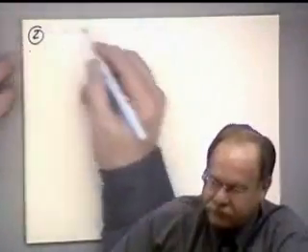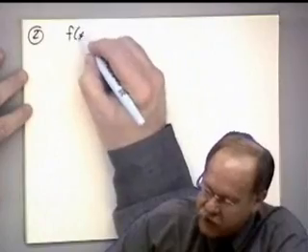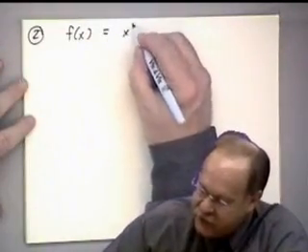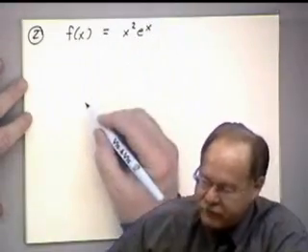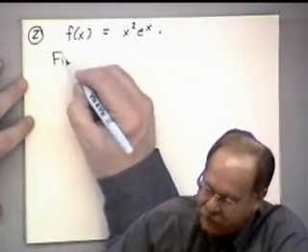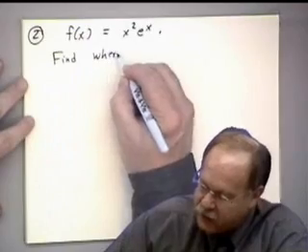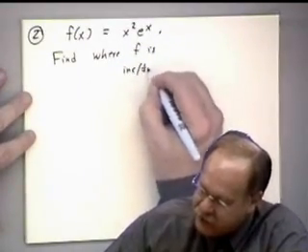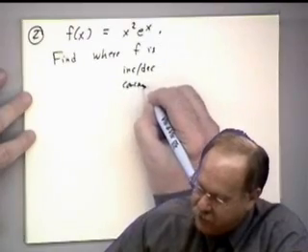Let's look at a second one. Suppose our function now, we'll do one with the exponential in it. F of x equals x squared times e to the x. Again, we want to find everything. So find where f is, and I'll make the list once again. Increasing, decreasing, concave up, down.